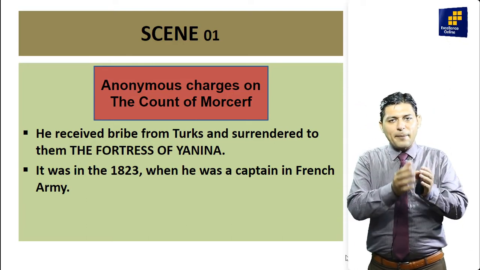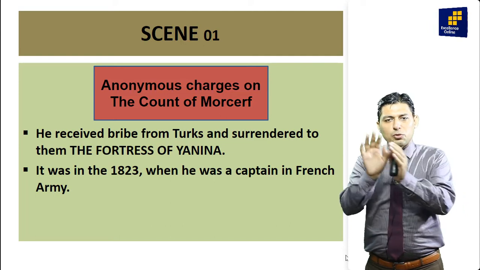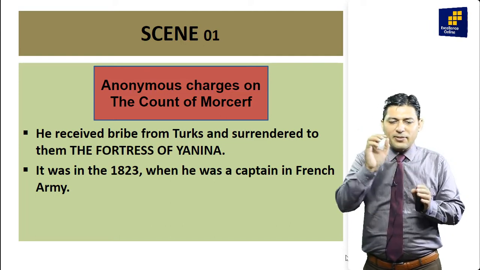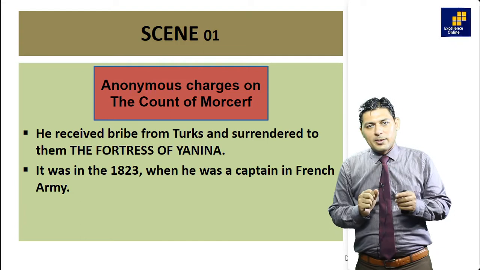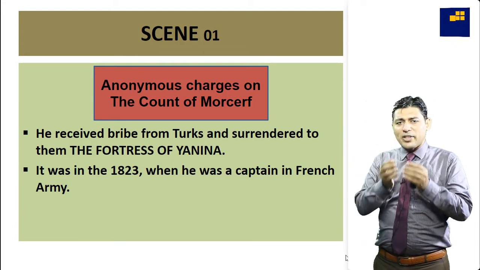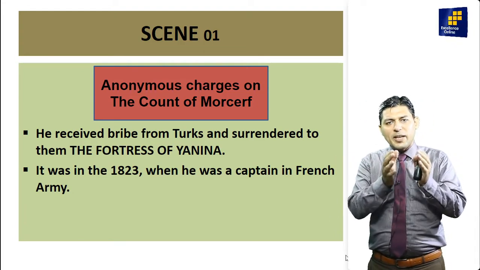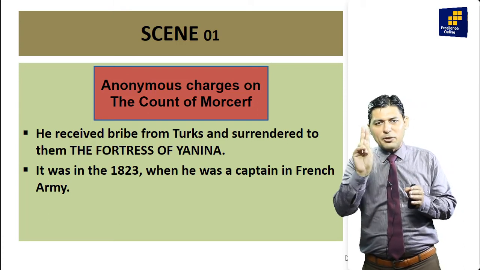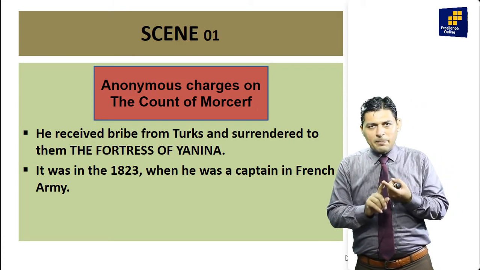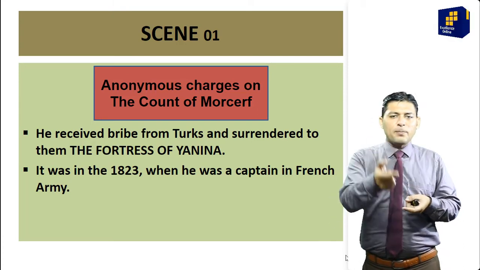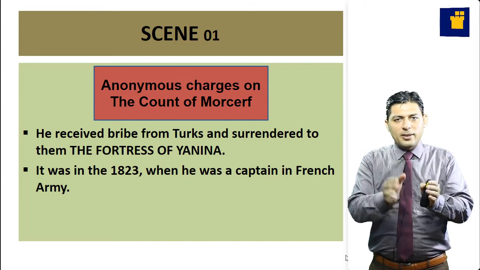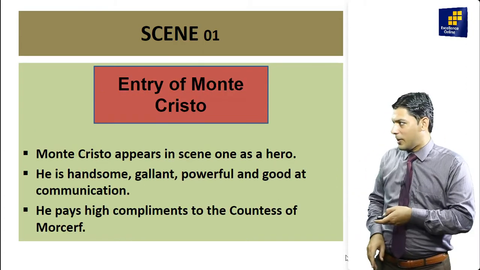In 1823, when he was captain in the French army, he sold the Fortress of Yania, a national asset of France. Number 2, it was 1823, when he was captain in the French army. Keep in your mind 2 elements. In papers they will ask you about the Fortress of Yania, they will ask its year, and to whom did he sell it? He sold it to the Turks, the Turkish people.